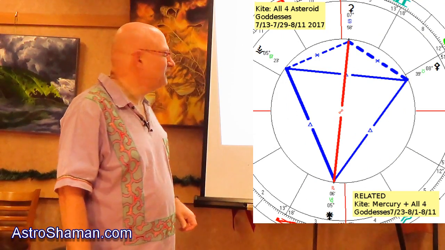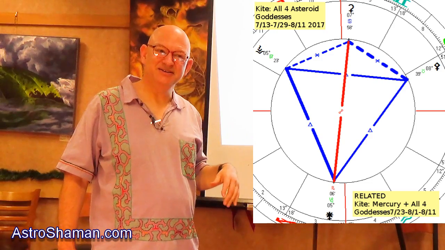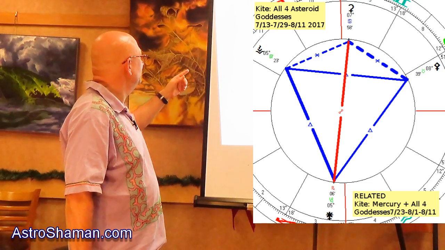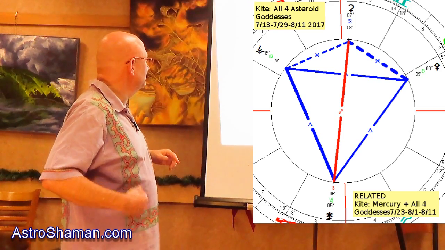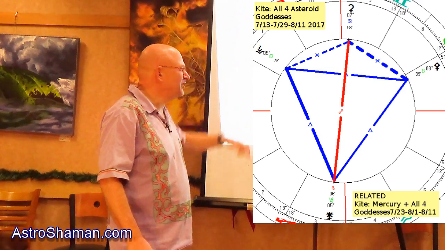How about a kite with all 4 asteroid goddesses? We had one of these in 2016 too, and here we have it again. This is so cool. This is actually lasting almost a month, July 13 to August 11. So, the asteroid goddesses, we've covered all of them.